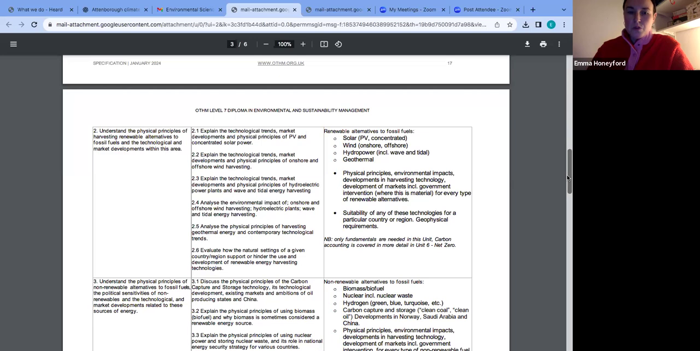So 2.1, the learner will need to demonstrate that they have an understanding of how to explain the current technological trends, any market developments, and the physical principles of PV and concentrated solar power, 2 different types of solar power there.